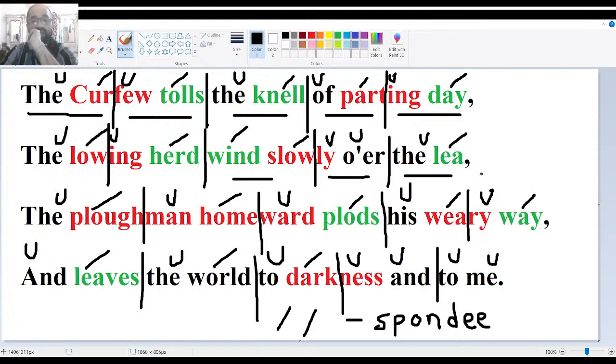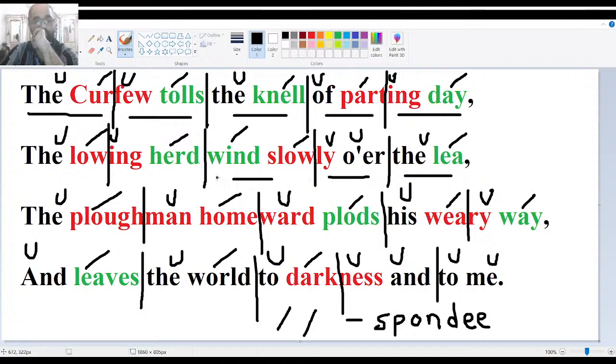These variations embellish the lines, the sonic, the oral effect of the poem. Because otherwise it would tend to get very boring if you had the same iambic rhythm throughout the poem without any variation. So these are embellishments, these are variations that add to the beauty of the sound. The lowing herd winds slowly o'er the lea.